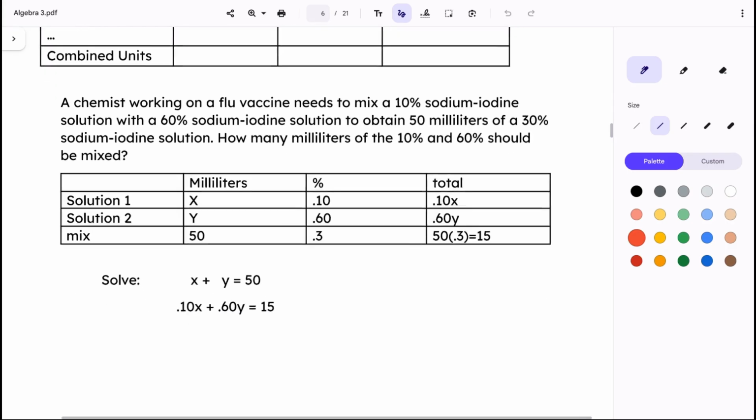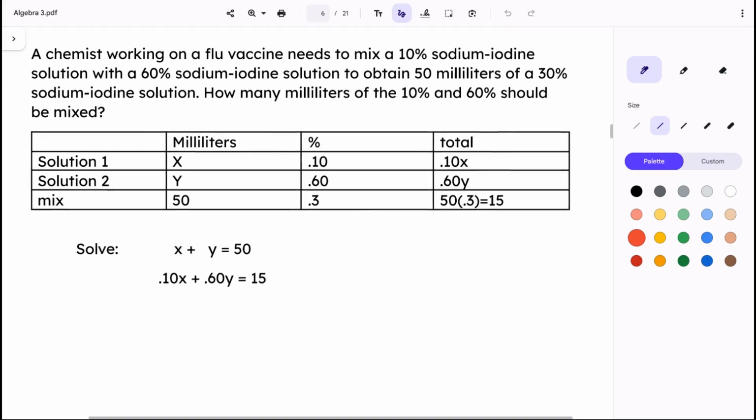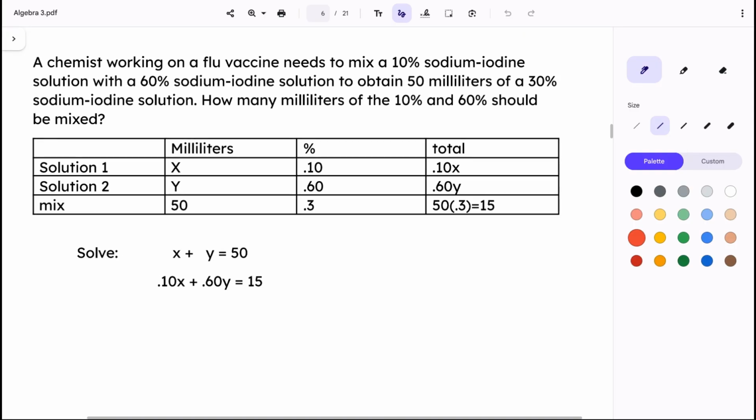So on this first example, I already filled out the chart for you, but I want us to read through the problem so we can see where we got all these numbers from. It says that a chemist is working on a flu vaccine and needs to mix 10% sodium iodine solution with 60% sodium iodine solution. I'm going to stop here for just a second.